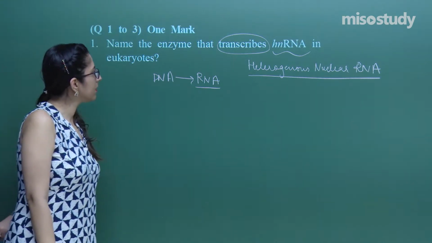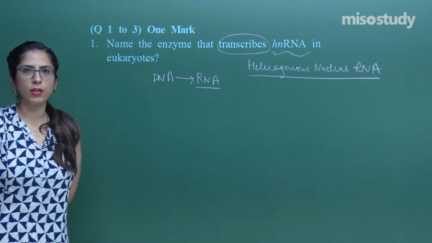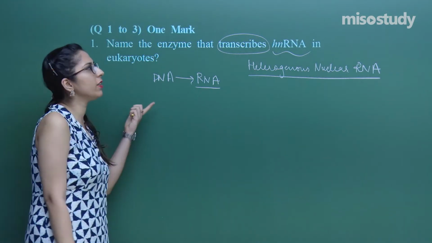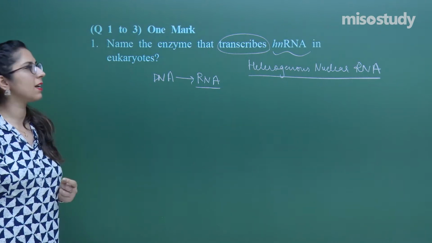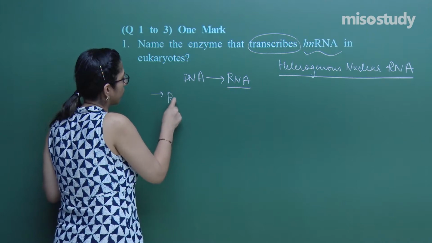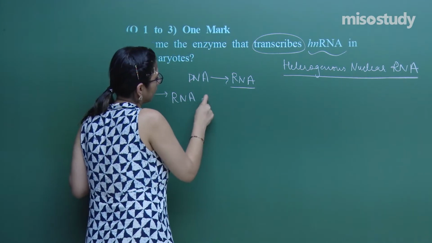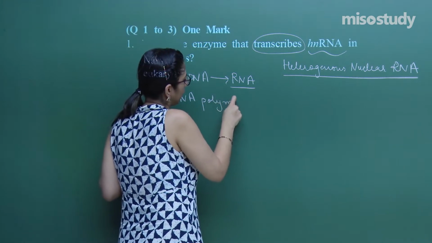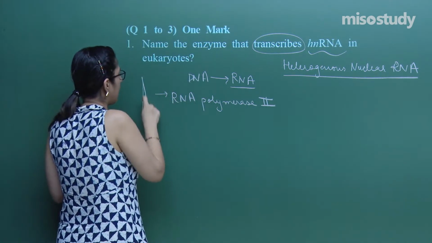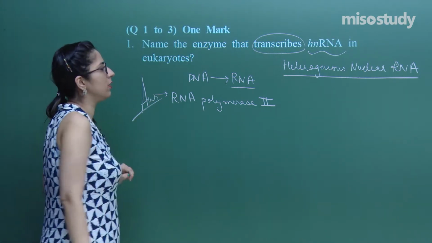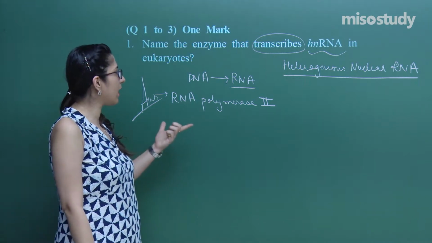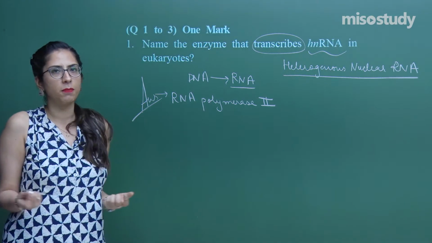Whenever transcription happens, the enzyme required is called RNA polymerase. Because we are discussing eukaryotes, the major enzyme which transcribes is called RNA polymerase 2. So this is the correct answer for question number 1, right? This is how you have to attempt. If you write RNA polymerase 2, you will get a complete 1 mark.